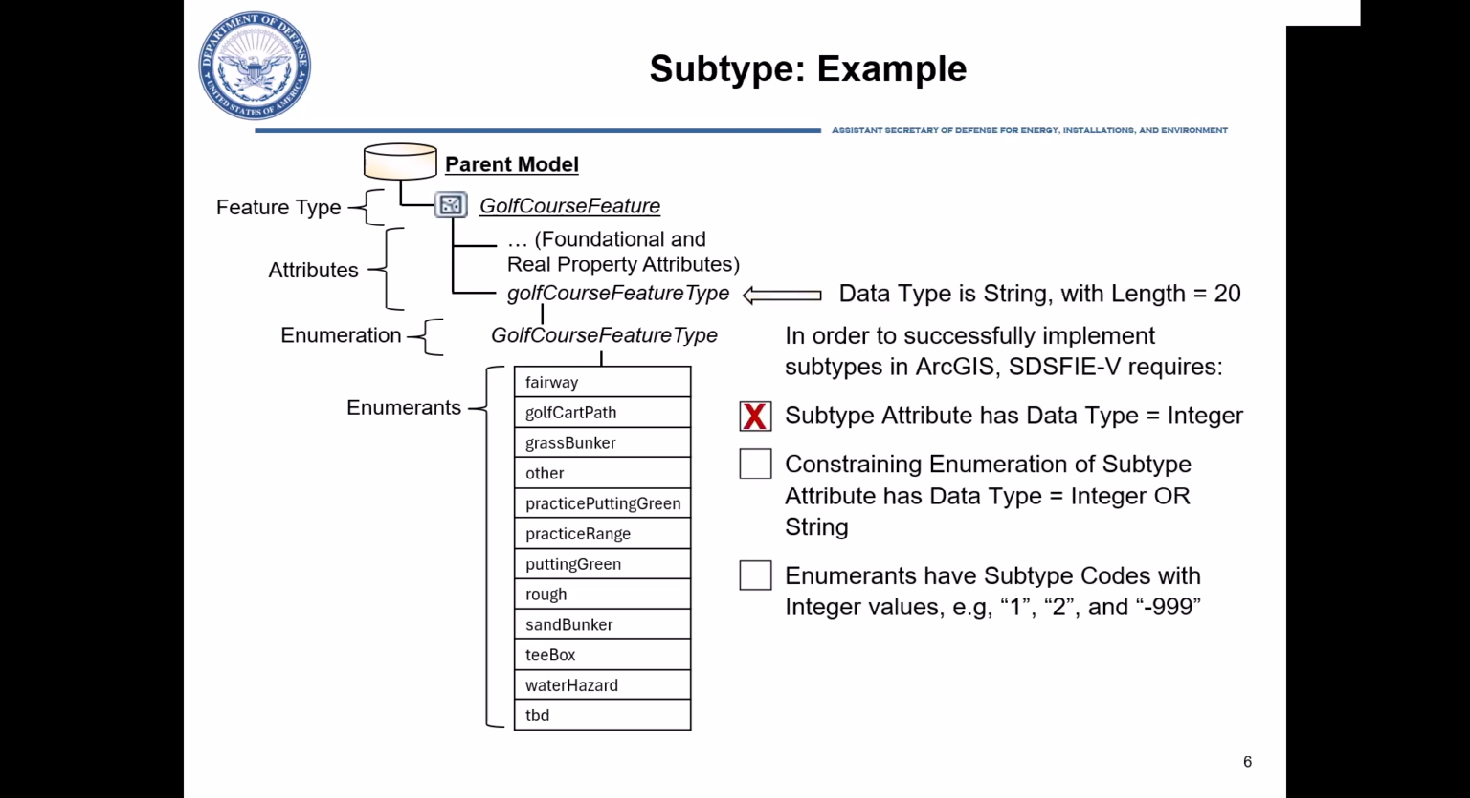Examining the example, we see that the existing attribute with the needed enumerant concepts has a data type of string, not integer, that the enumeration is also string, and that the enumerant concepts are not coded as integer values. Thus, we need to add another attribute of data type integer and add a set of subtype codes for those enumerant values so that the enumeration can be used to constrain our new subtype attribute.